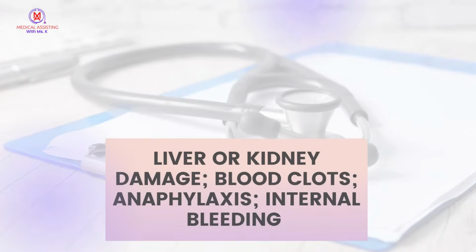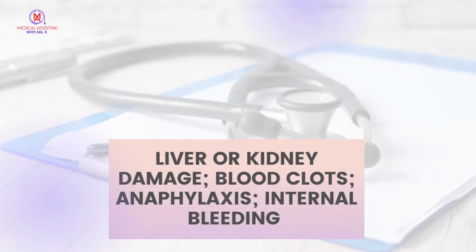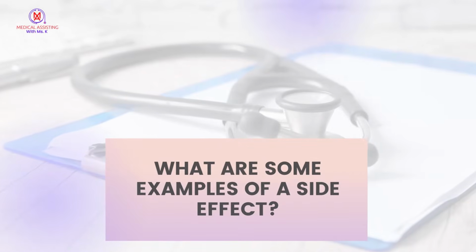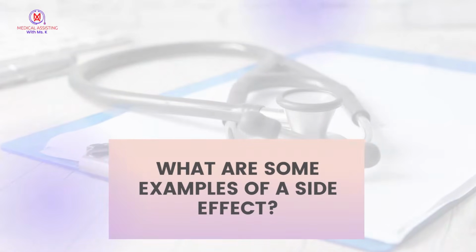All right. So some adverse reactions include liver or kidney damage, blood clots, anaphylaxis, internal bleeding. Now, before I talk about the difference between the two, let me get you guys to give me some examples of a side effect. So you gave me some examples of adverse reactions. What are some examples of a side effect?